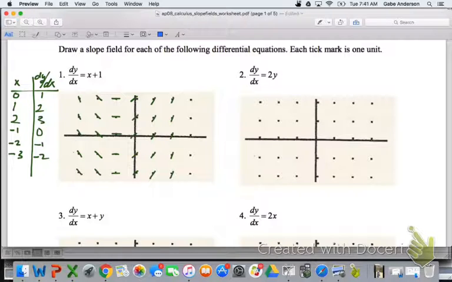Let's talk about the generalized pattern here. Here it is. It's really simple. Whenever dy dx depends only on an x value, you're going to get a vertical pattern. Whenever dy dx depends only on x. Now if there's a y in there, it's different. But if dy dx only depends on x, then we have a vertical pattern.